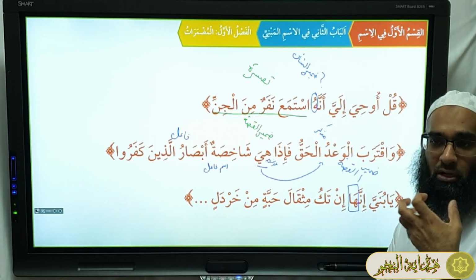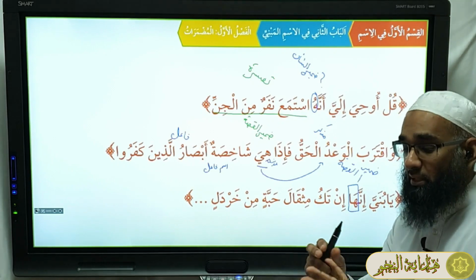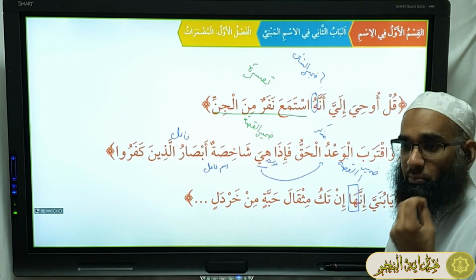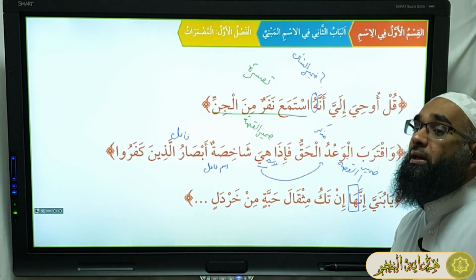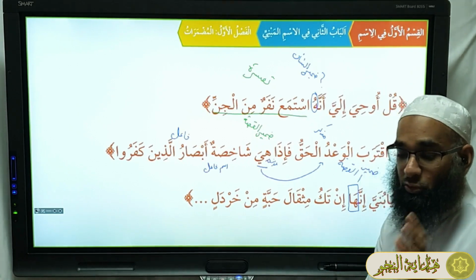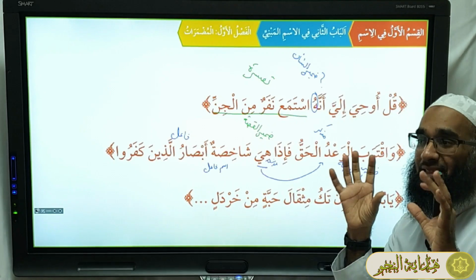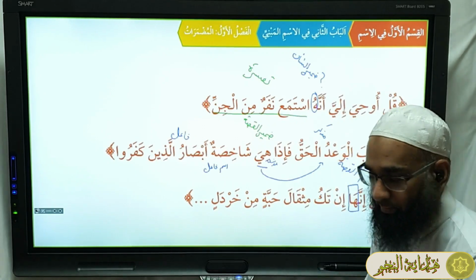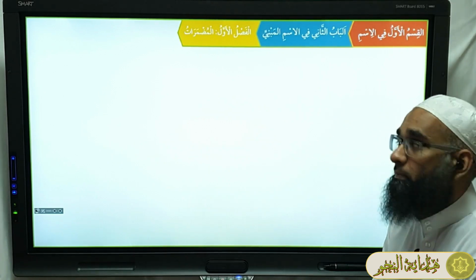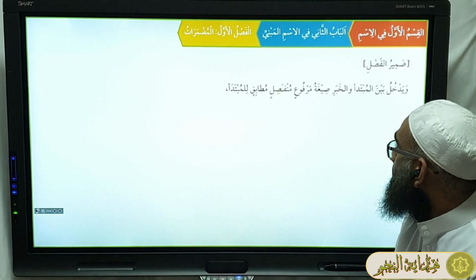It draws the attention of the listener. It has no antecedent. It comes in a mufrad, ghaib form, either mudhakkar or mu'annas. When it's mudhakkar, you call it dhamirul sha'an. When it's mu'annas, you call it dhamirul qissa. And the purpose of this, from a balagha aspect, is to draw the attention of the addressee, the mukhatab, towards the mutakallim and the statement he's going to make in the following sentence. Understood? Any questions before we move ahead?